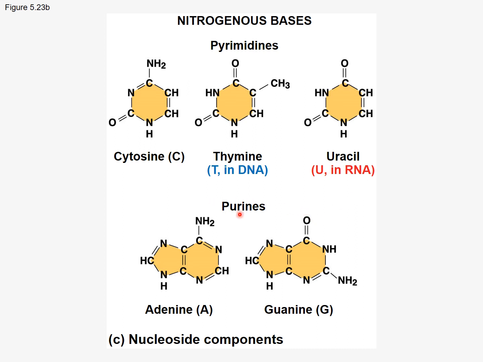And then we have the purines. The purines are the nitrogenous bases that have 2 rings that make them up. And again, they differ by their functional groups. The 2 purines are adenine and guanine, and those are found in both DNA and RNA.